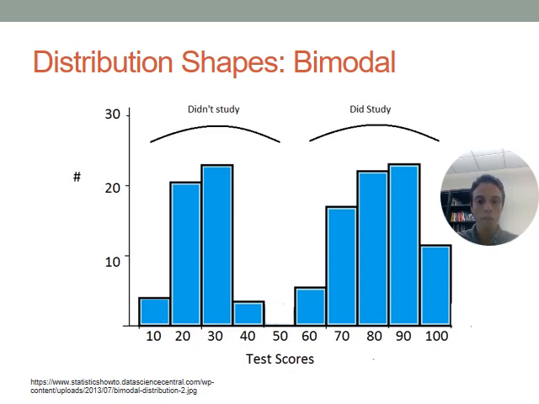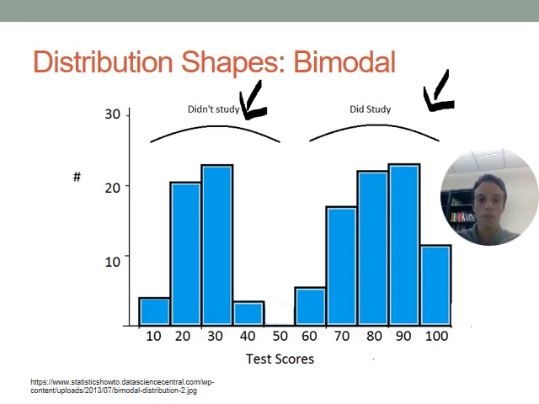So we end up with our first distribution on the right there. And then you have students who didn't study for the test. Some of them also had better days than others, but they're also having lower scores in general because of whatever base knowledge they don't have. We would call this a bimodal distribution because we have these two distinct humps.